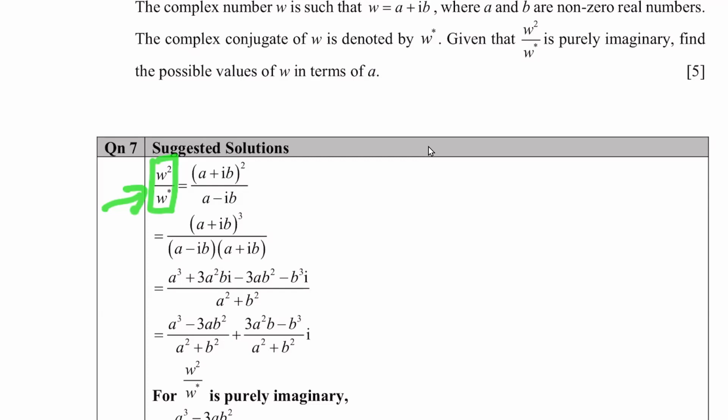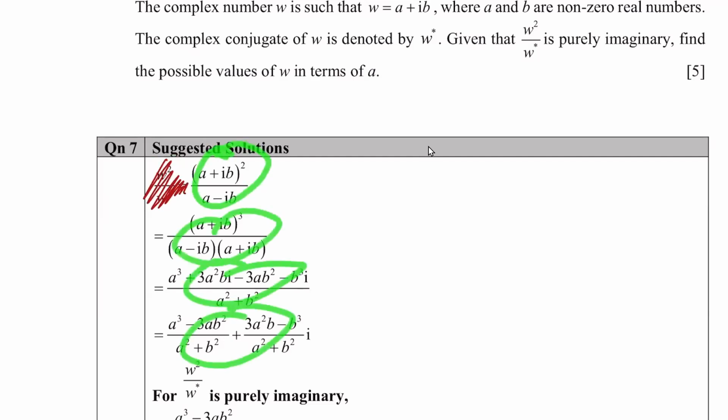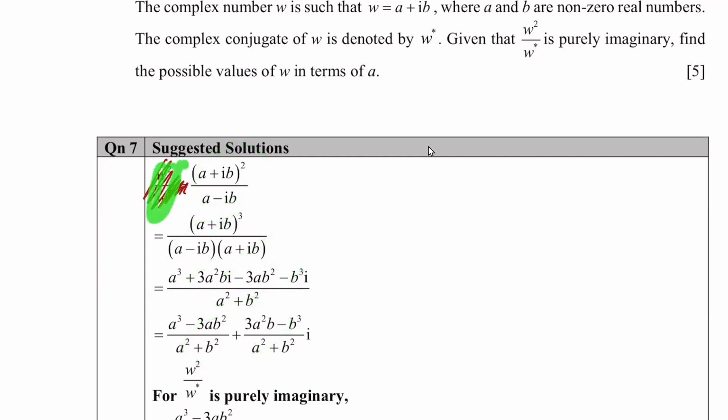Okay, your presentation. I see what you usually do is you don't write this. Then you just start off with this, and this, and then this, and then this. No. You need to include the left-hand side as well, the expression w square over w star. Okay. Now next we need to rationalize, realize the denominator. What do I mean by realize?